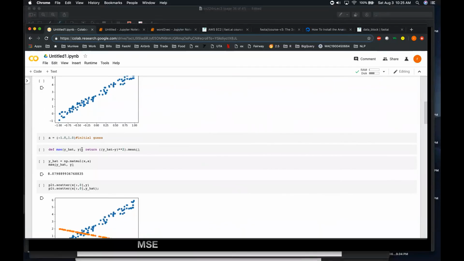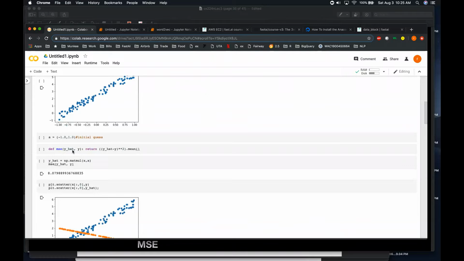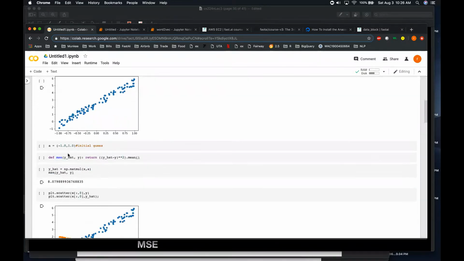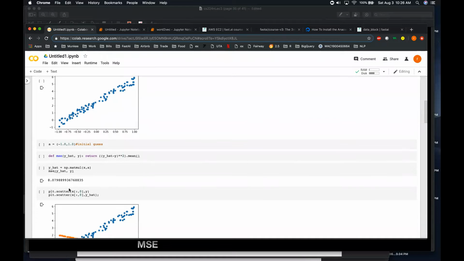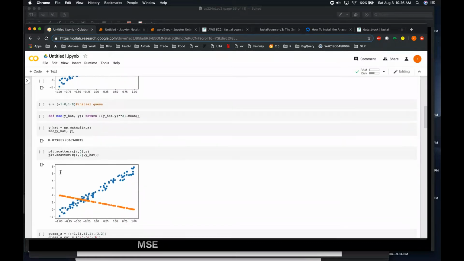So define that. Y hat is basically your predicted value. Y is your actual value. And all you're trying to do is y hat minus y, take the square of that, and take the mean of that. So now you know your initial A, you made your initial guess for A. So let's take that A, multiply it with the X that you have, and let's see what the mean squared error on that is. You'll get something like 8.